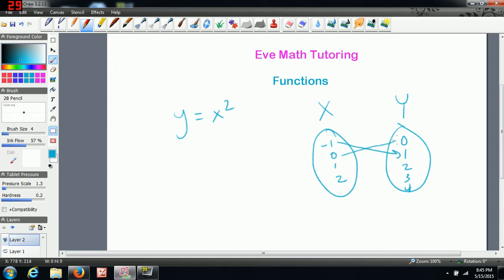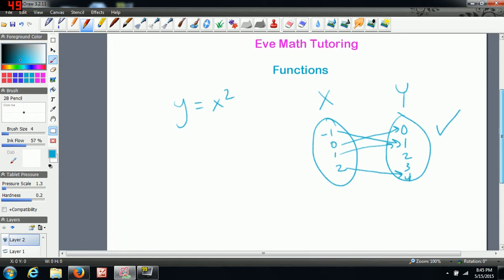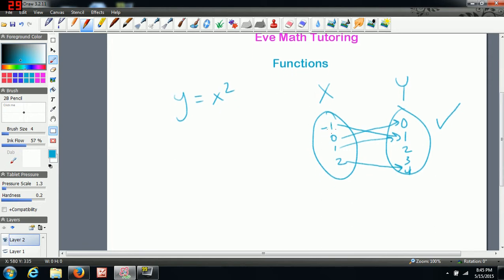0 would go to 0. If I plugged in 1, I would also get the answer 1. If I plugged in 2, I would get the answer 4. So each value goes to another value. However, if you have two x values going to the same y value, that is permitted in functions. So it's still considered a function. Even though negative 1 and 1, two different x values, give you the same y value, you still end up with a y value, and you are allowed to have two x values going to one y value.